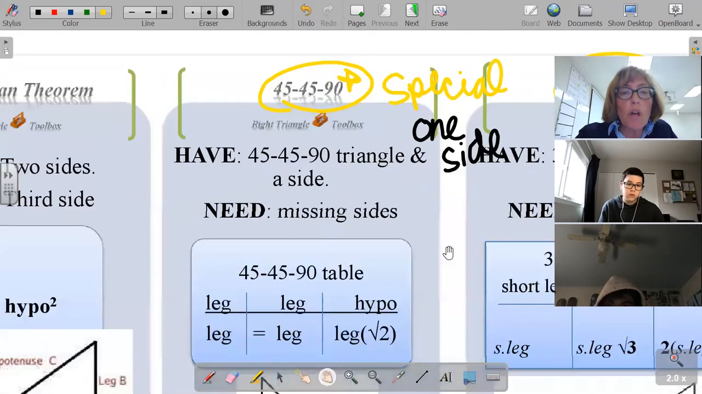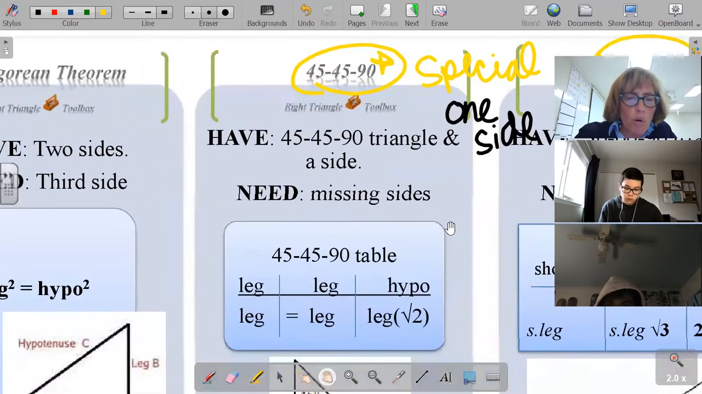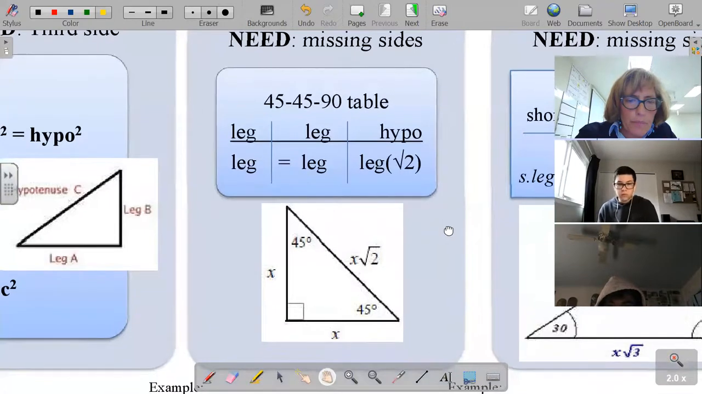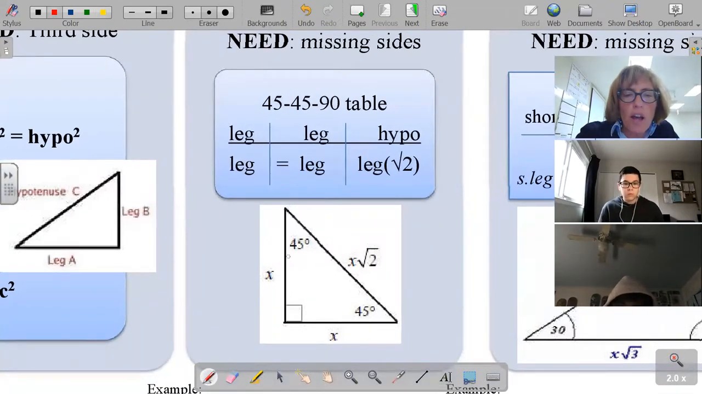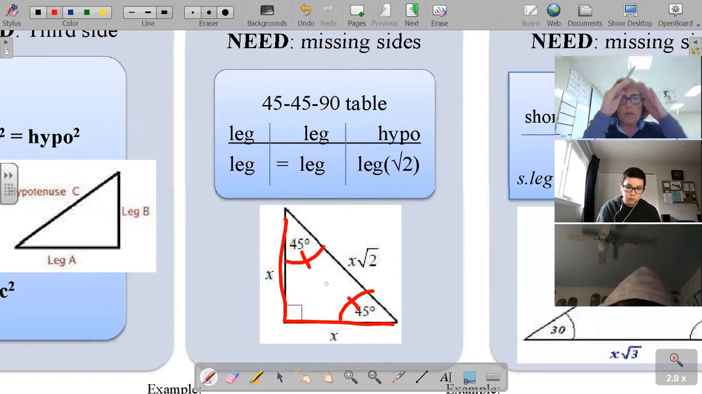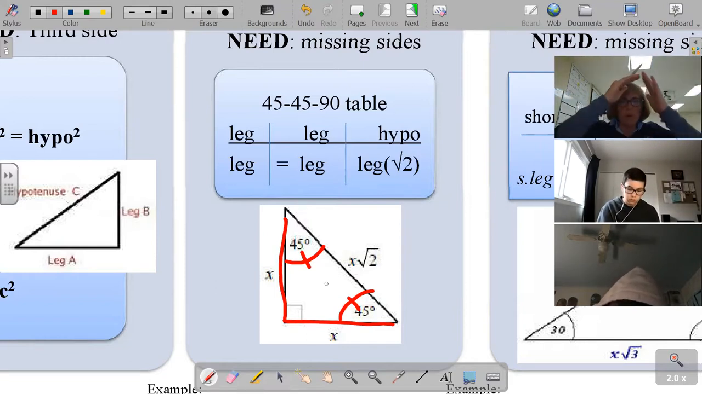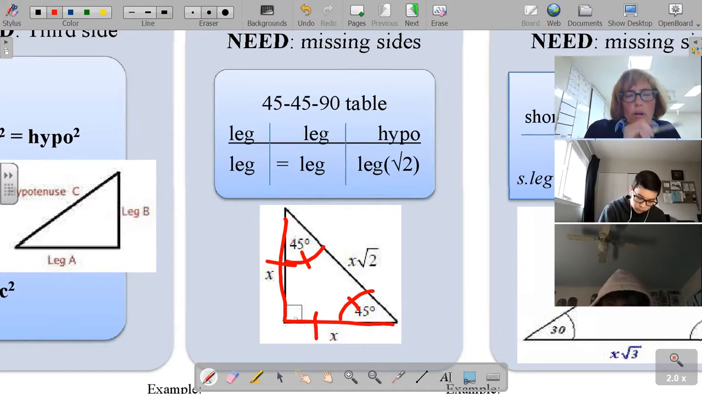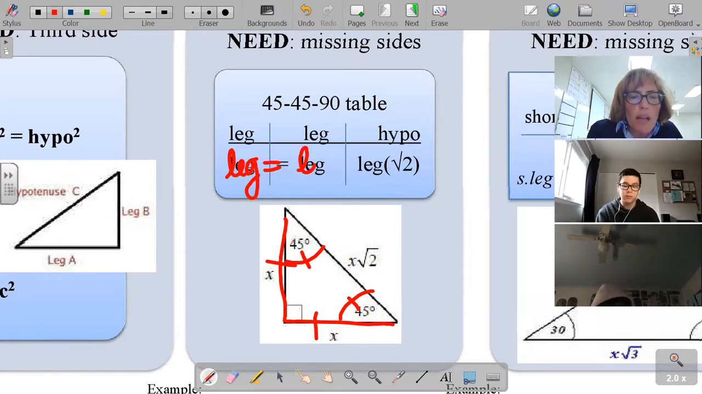So we're going to focus on only a 45, 45, 90 triangle. In a 45, 45, 90 triangle, you have two equal angles. So first mark that equal. Which means you have two equal sides, two equal legs. Hatch mark, hatch mark. That's why in this table we have leg equals leg, because the legs are equal.